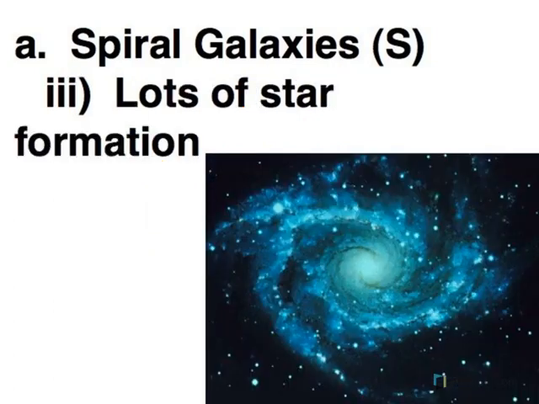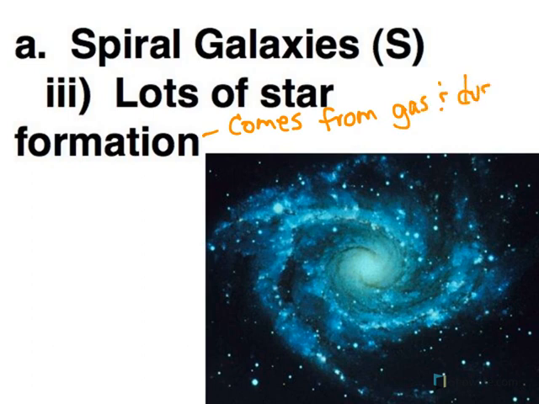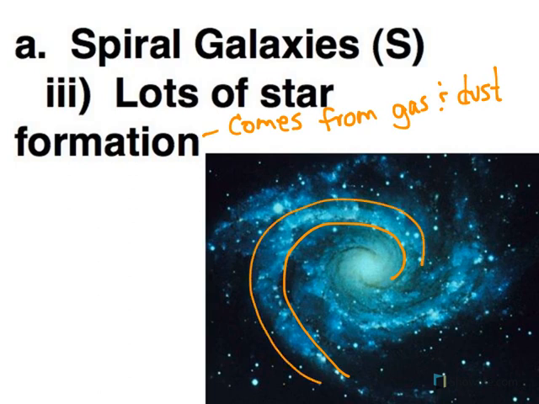Star formation comes from the gas and dust. So the fact that there is a lot of gas and dust means that you typically are going to have a lot of star formation. And in spiral galaxies, that is typically concentrated within the spiral arms because that's where the gas and dust gets concentrated.